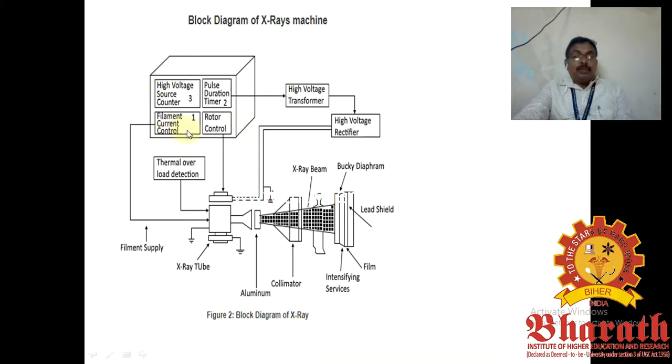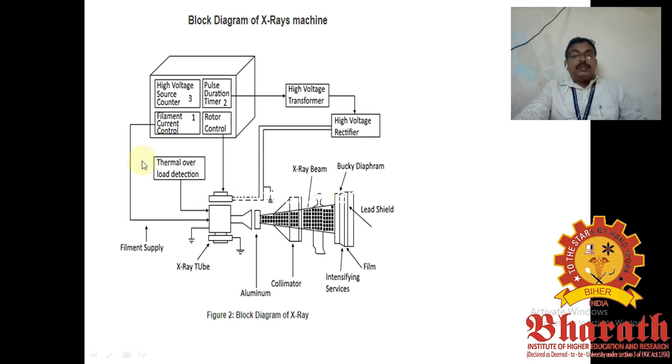You have a filament current control, then the movement, that is the rotor control, then second one is a pulse duration timer, then third one is high voltage source counter. Okay. So, just try to know this, then you can see high voltage transformer, then a high voltage rectifier, right. So, that is coming here and it is going to feed the structure, that is your X-ray tube, right.